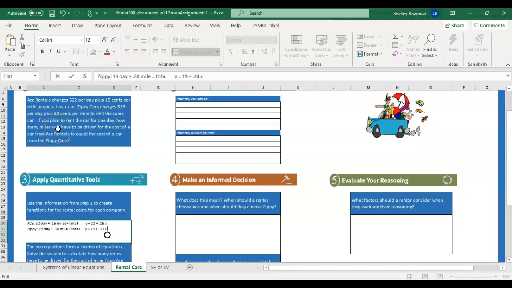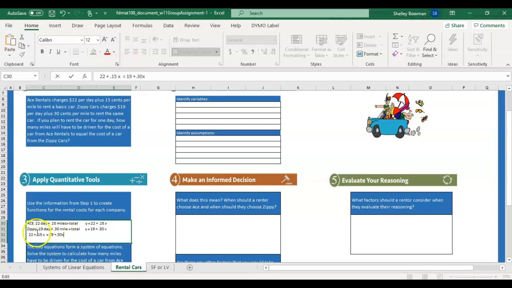The next thing it's asked us is if we rent these for one day, how many miles will have to be driven for the cost of a car from Ace to equal the cost of a car from Zippy? So we're going to take these two equations right here and set them equal to each other. So we'll have, I'm going to press Alt, Enter, 22 plus 0.15x equals 19 plus 0.3 or 0.30x. And then we just solve for x here.